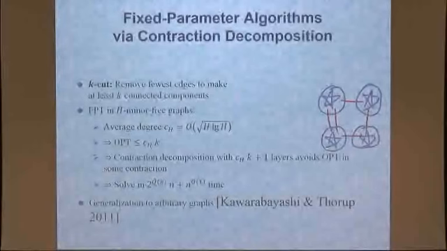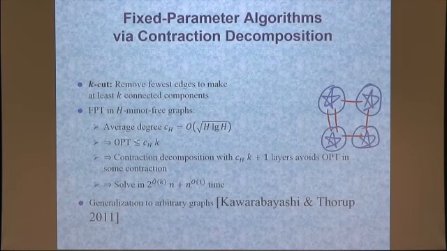So, FPT. I want to say this problem can be solved in H-minor free graphs, fixed parameter tractable. How? We know that the average degree of an H-minor free graph is C of H, essentially a constant as long as H is constant. So I want to say that the optimum is at most C of H times K. Why? Consider the minimum degree vertex. Delete all its neighbors. How much will you pay at most? You will pay C of H.